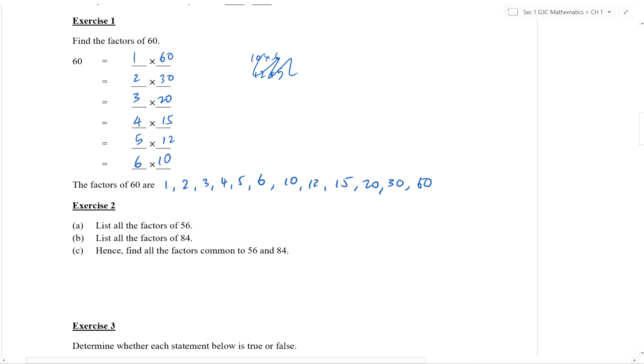Exercise number 2. Do you think you can do it yourself? Okay, please do it yourself. Write down your answers A, B, and C in a blank provided at the bottom.